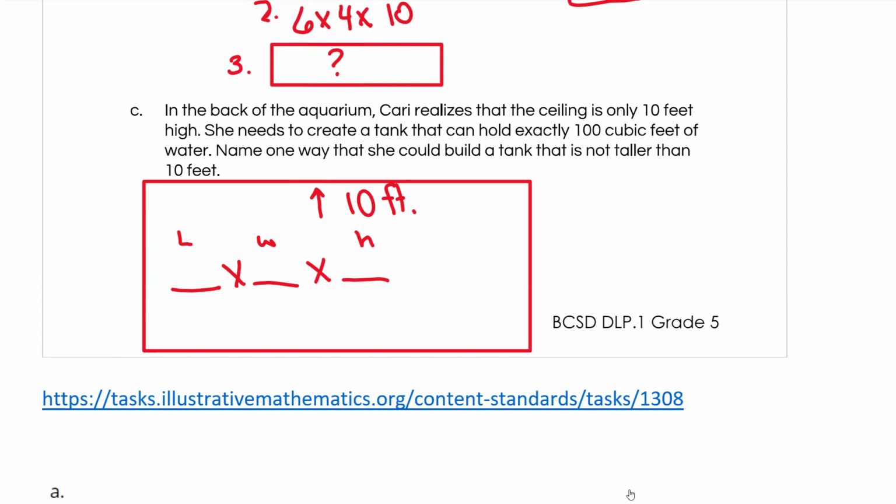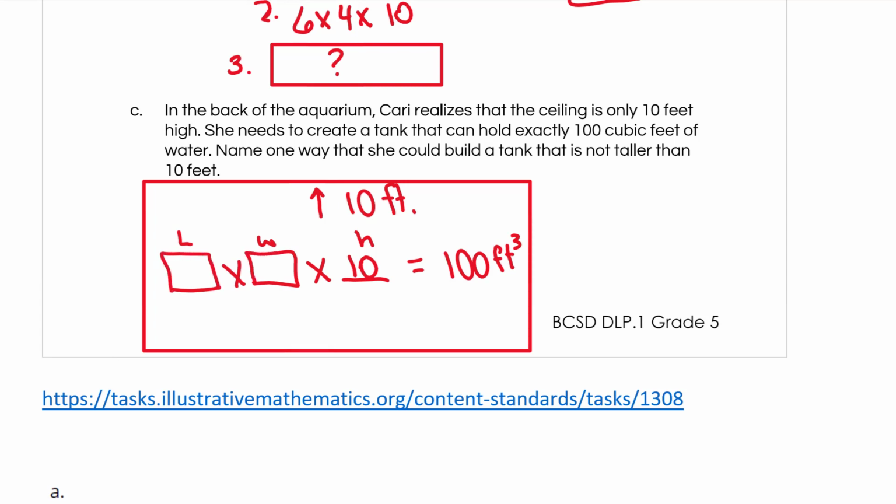Yeah, so let's go ahead and make that. I want to go to maximum. Let's say 10. What could I multiply these other two to get 100? To equal 100? And it's cubic feet. So I'm going to leave this for you guys to figure out. How many different ways can they do it?